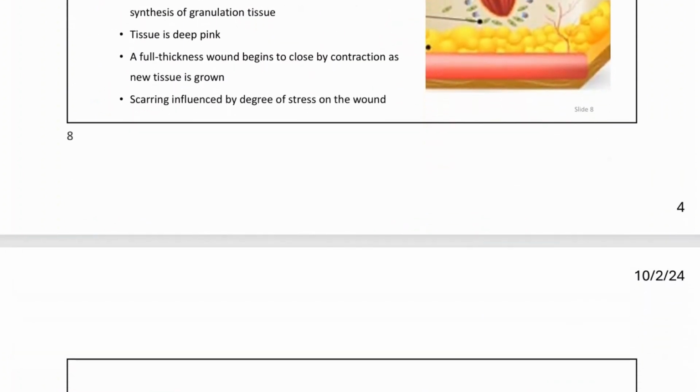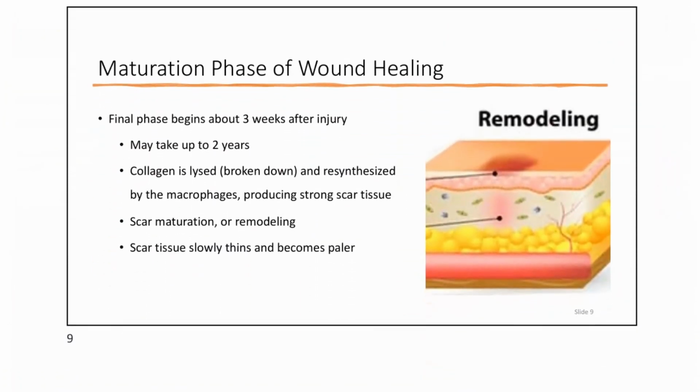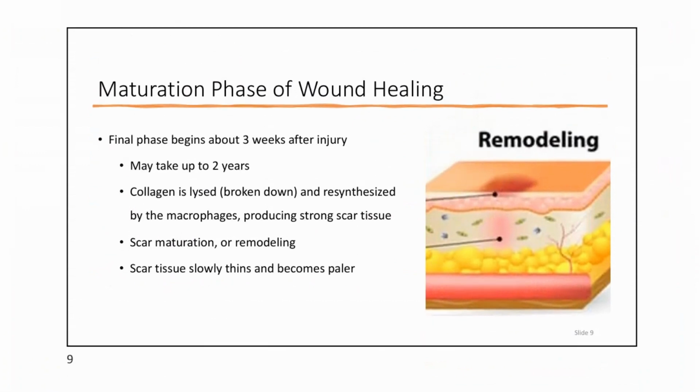And the last phase is going to be your final phase. This could take up to two years, because this is when the scarring is really coming through. Your scar tissue usually becomes lighter or paler, to where you don't notice you have many scars. This can also be called the maturation or remodeling phase. They're both the same thing.